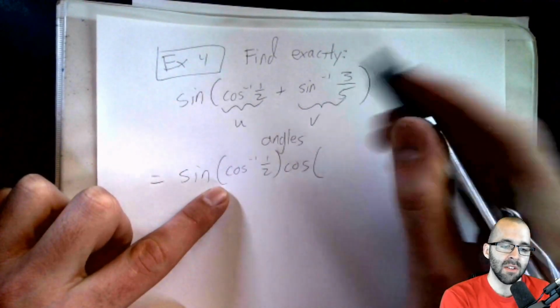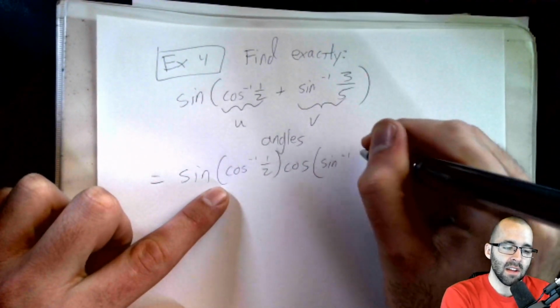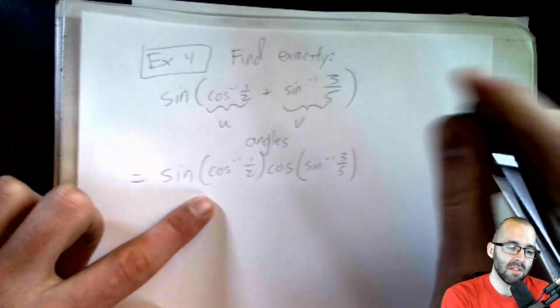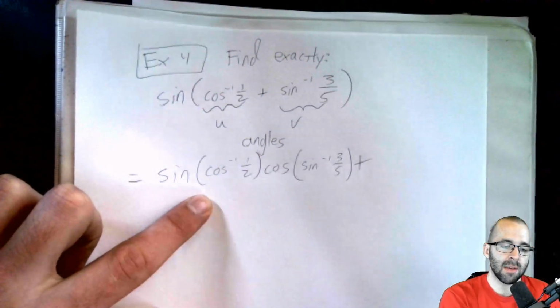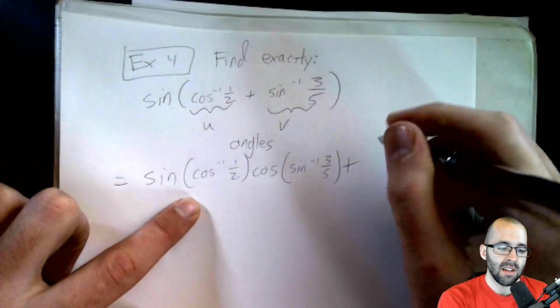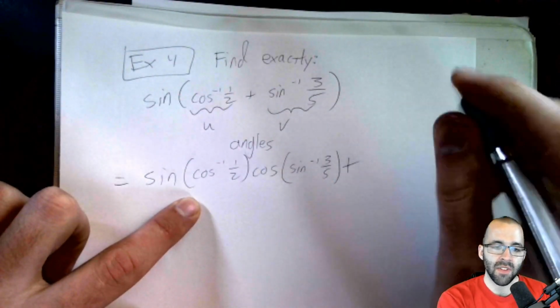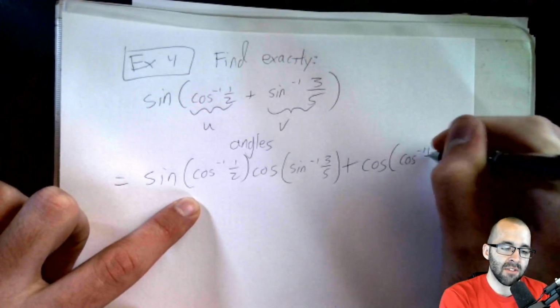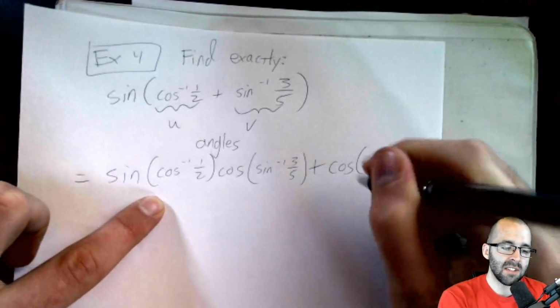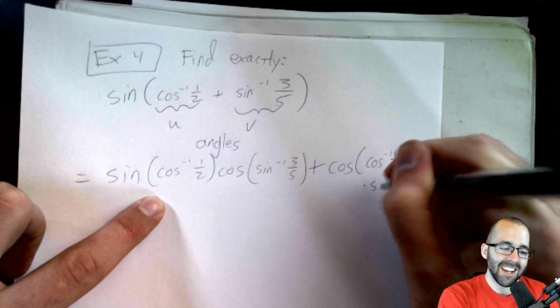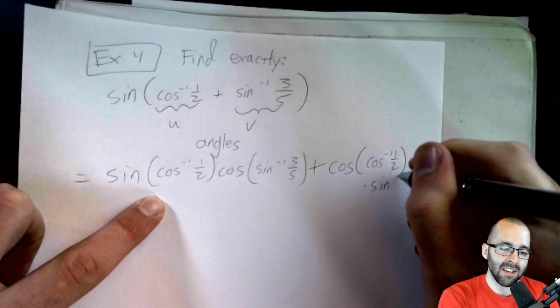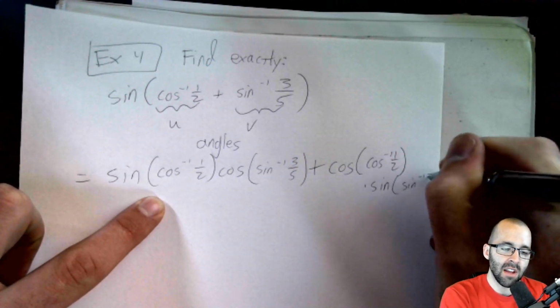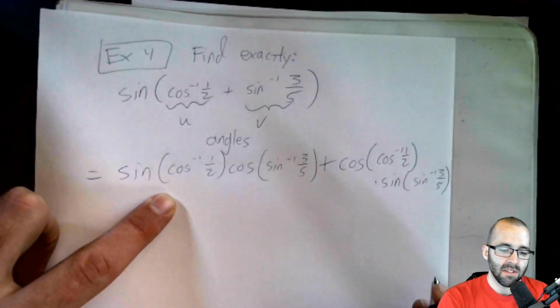What is our second angle? The inverse sine of 3/5. And then it's going to be the same sign, so plus here. Now it's going to be cosine of the first angle. First angle again is inverse cosine of 1/2 times the sine of the second angle, which is inverse sine of 3/5.